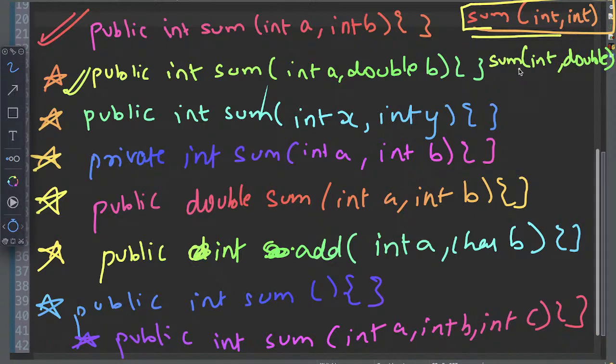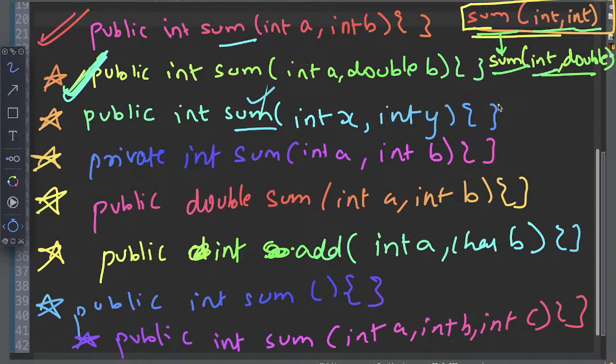Okay, so is it a valid example? Okay, first method name must be same. Great, first step cleared. Second, difference in parameter list, int comma int and int comma double. Great, this is a valid example. Now the second one, over here it says that public int sum, is the name same? Great, first step clear. Difference in the parameter list.